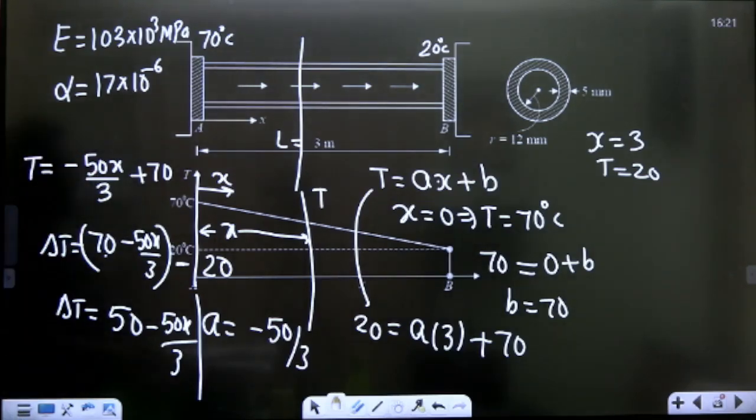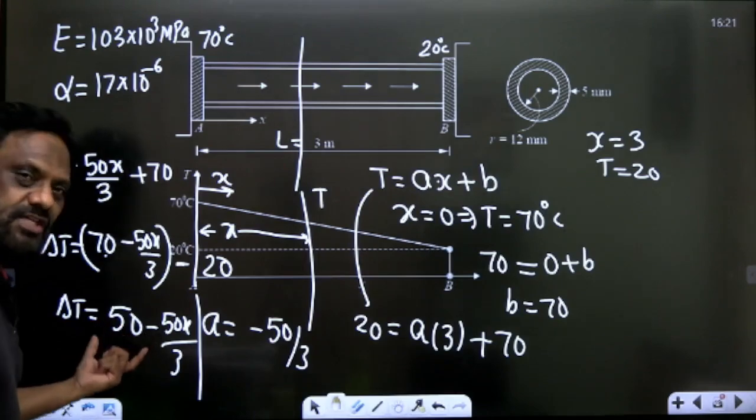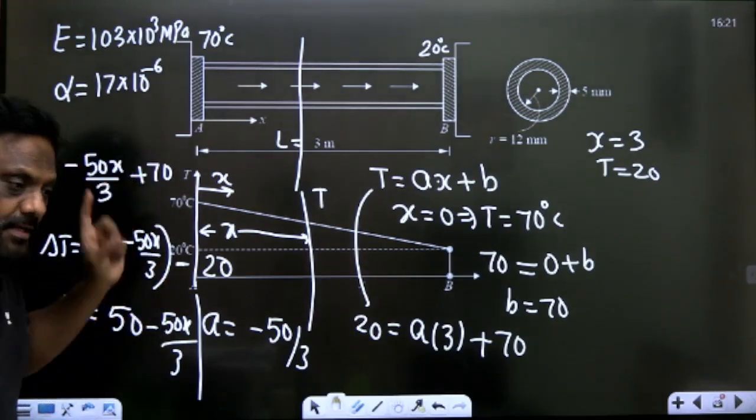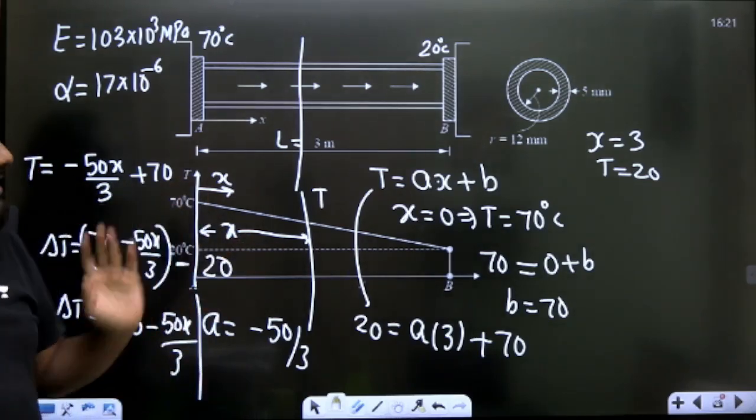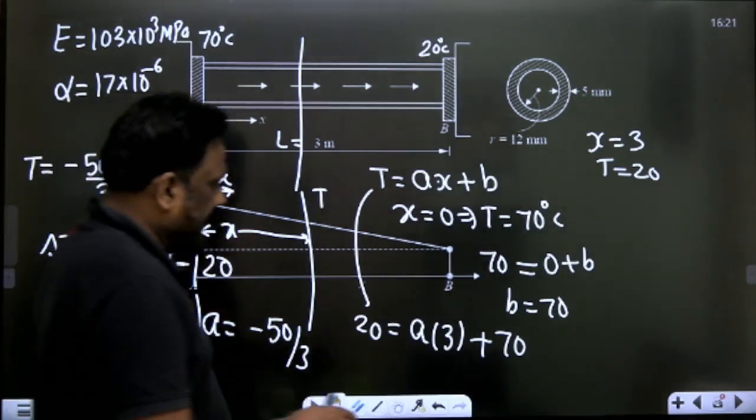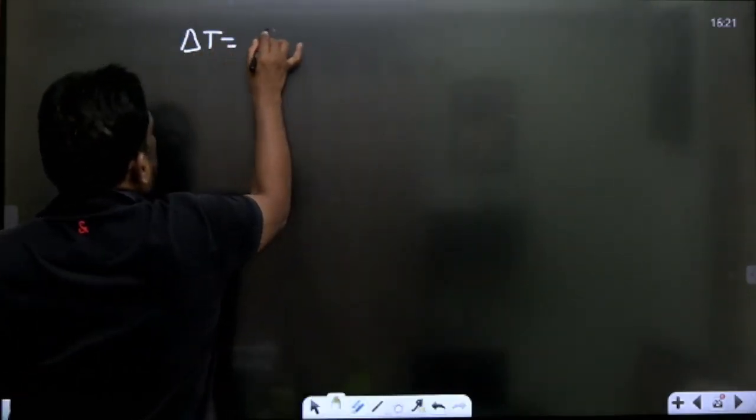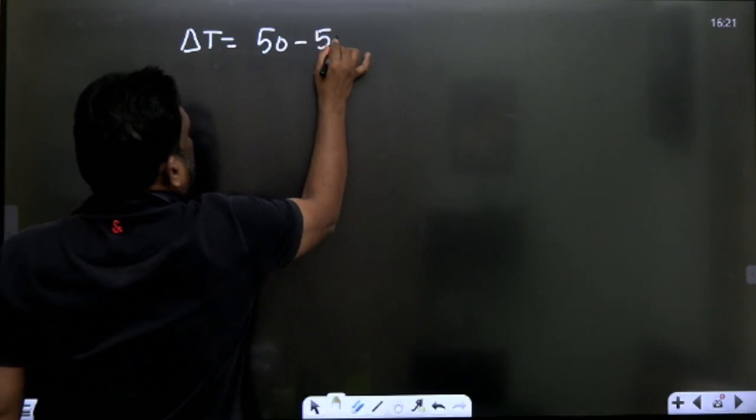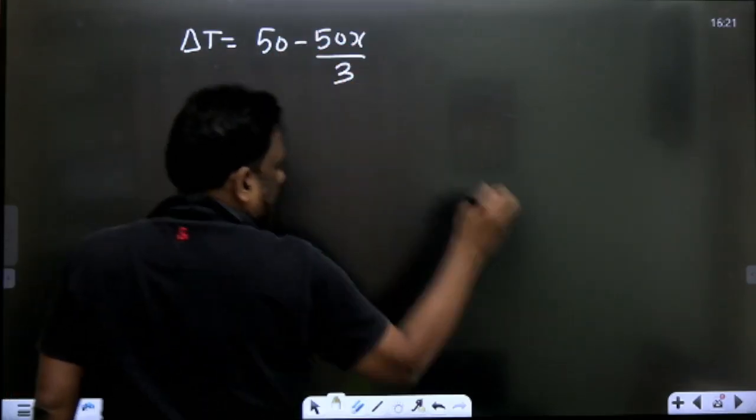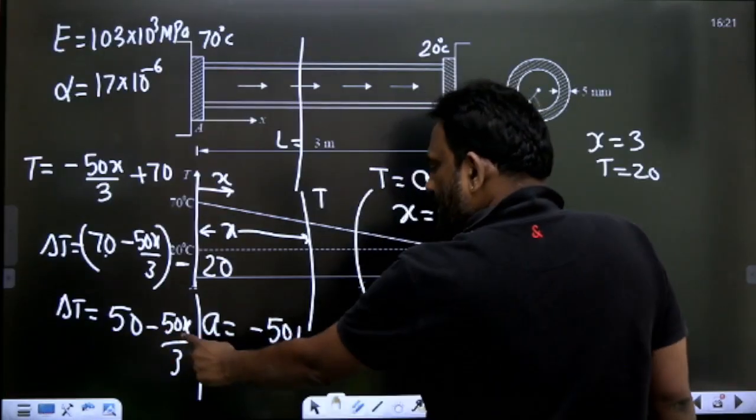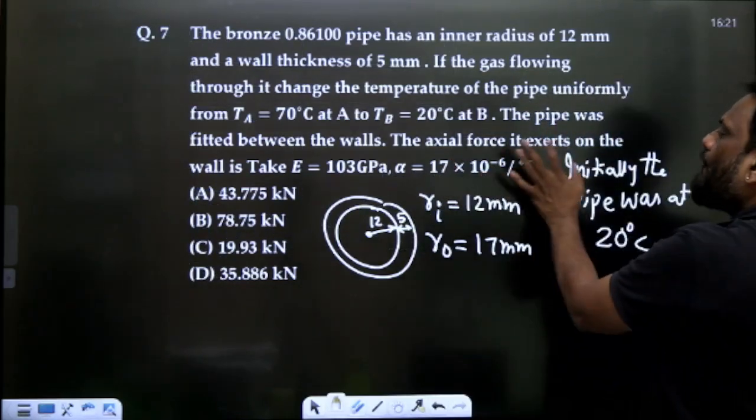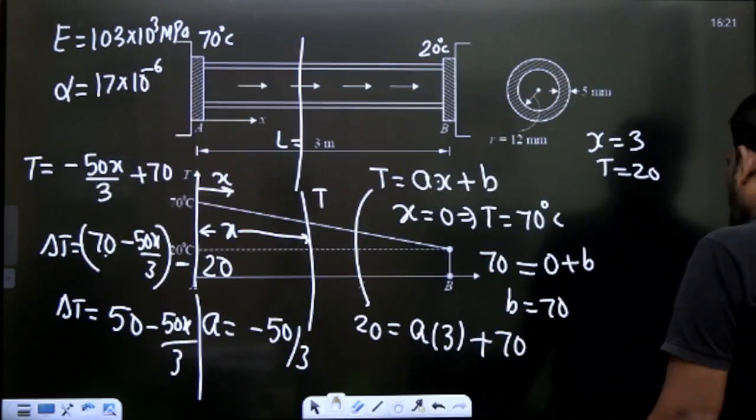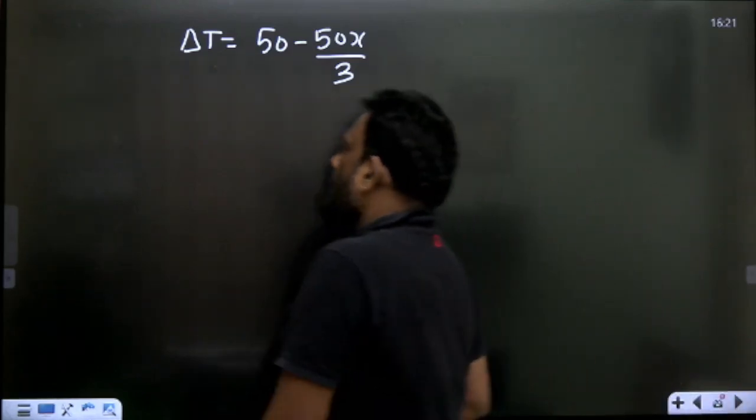In earlier two questions, this value was given, some delta T be x cube by. Now we have constructed that equation. Now the problem is similar, a routine problem. Delta T is 50 minus 50x/3. Let me check again. 50 minus 50x/3. What is he asking? The force exerted.